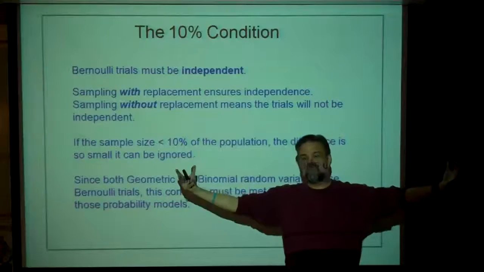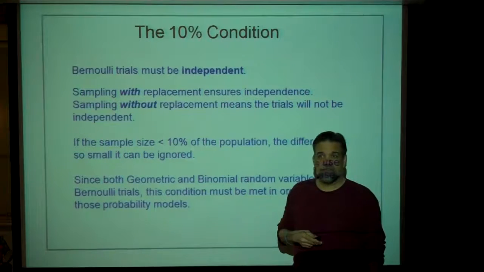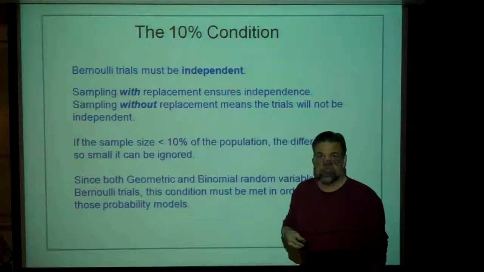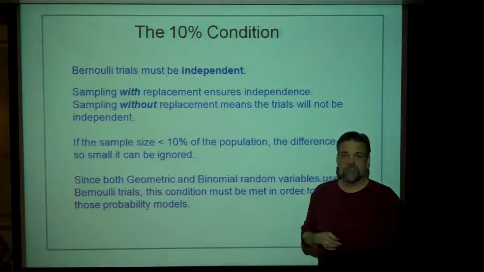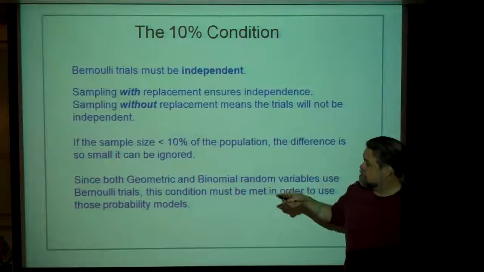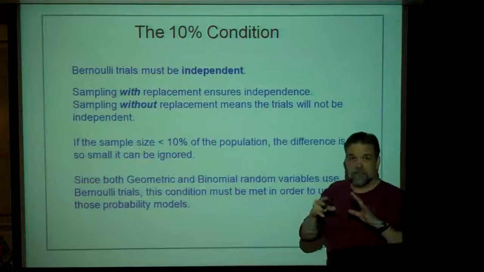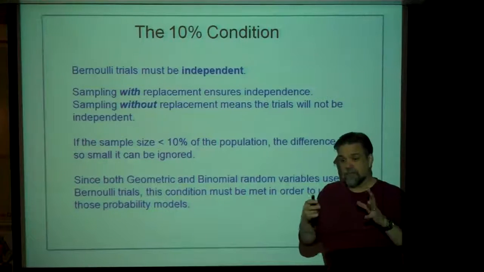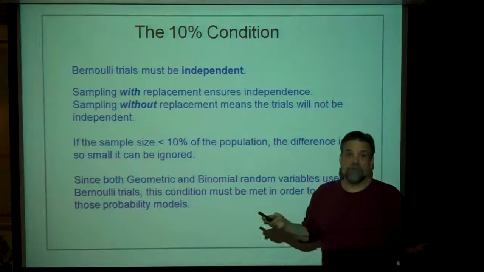However, if my population is really big, taking out one person really doesn't make that much of a difference at all. The difference is negligible. And so what I have to say is, well, how big does my population have to be? And the answer is, if the sample size is less than 10% of the population, then the difference between sampling with replacement and sampling without replacement is so small that you don't have to worry about it. And since both geometric and binomial random variables use Bernoulli trials, in order to use the geometric model or the binomial model, you've got to check this 10% condition. You've got to make sure that your sample size is smaller than 10% of your population. Otherwise you've lost independence.